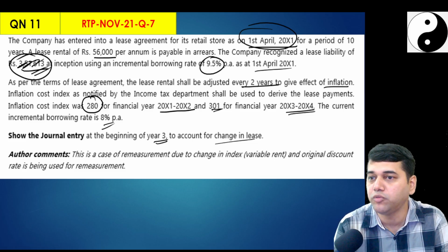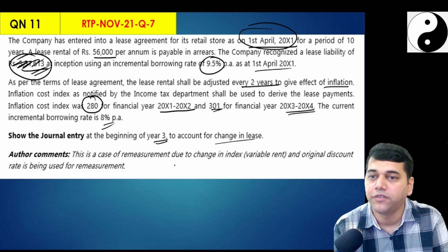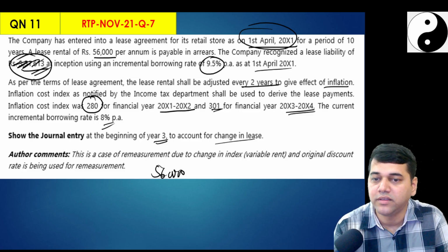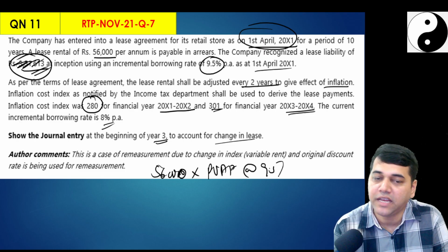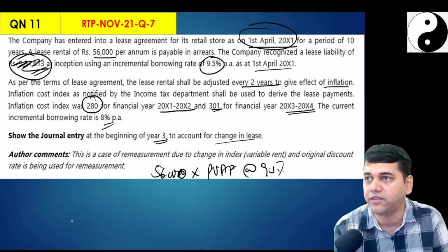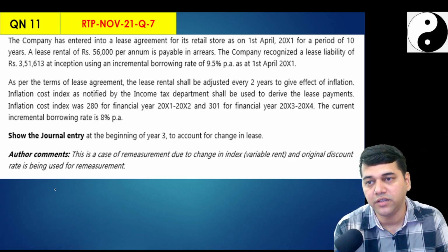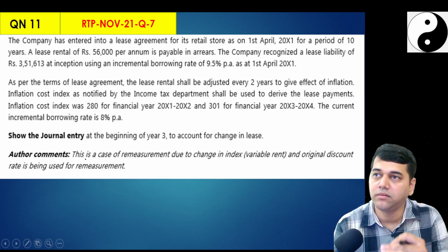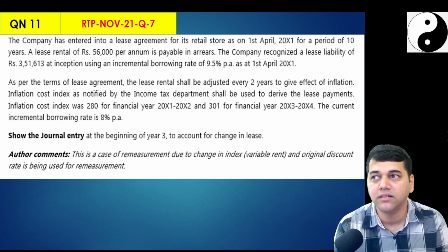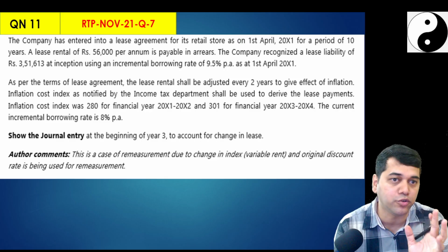Maybe in the exam they may remove this, no? How did you get it? 56,000 per annum into the present value annuity factor at 9.5%? You would have got 3,51,000. So when doing this, did you take the lease rent at the beginning or the end? At the end. So the question is very clear to you now.